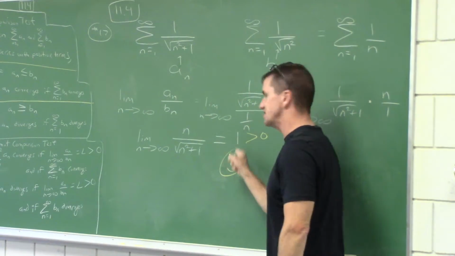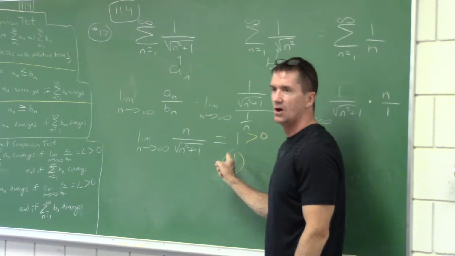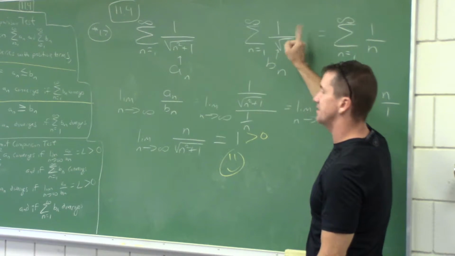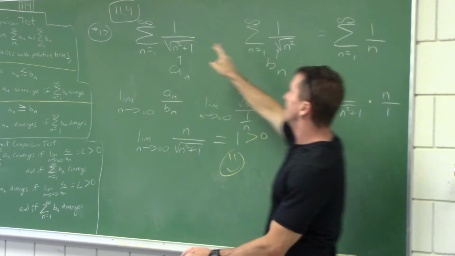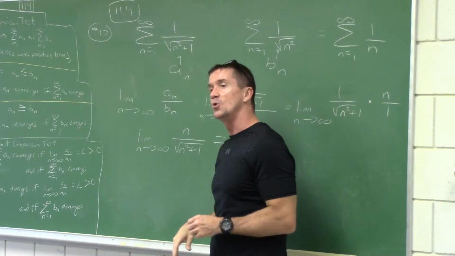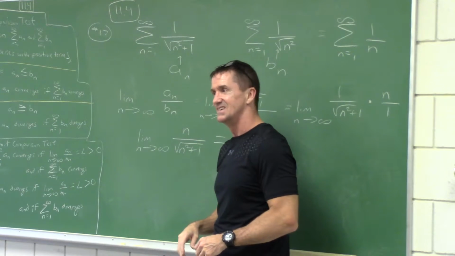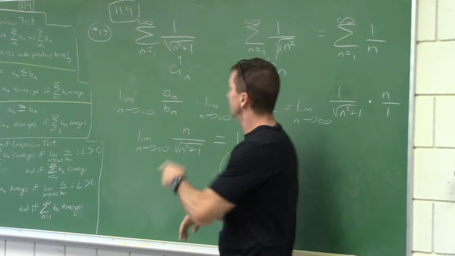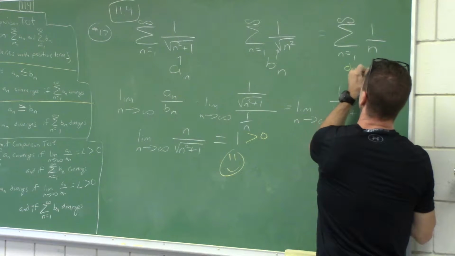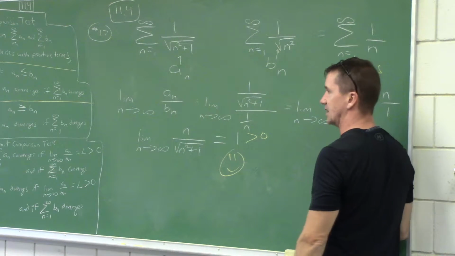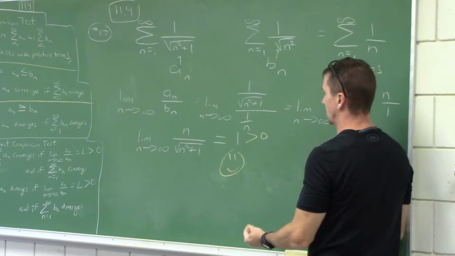Once you do the limit comparison test, what's so great about this test is, all I have to do is know whether or not this guy diverges. If this diverges, this diverges. If this converges, this converges. That's what's so cool about the limit comparison test. You know? And this does what? This series diverges. So when I'm going to write out my final answer right now, this is what I'll write.